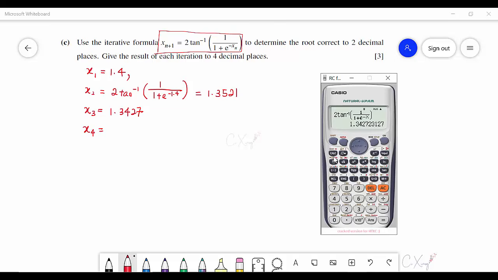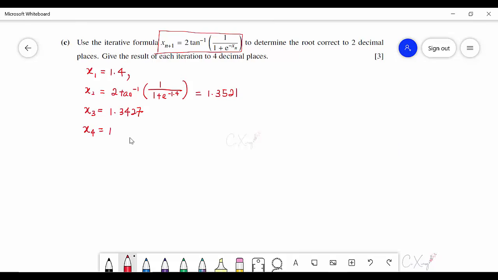Repeat the same process. Press the calculate button. Then you key in the value 1.3427. Then you press the equal sign. Okay, so the next value will be 1.3408.